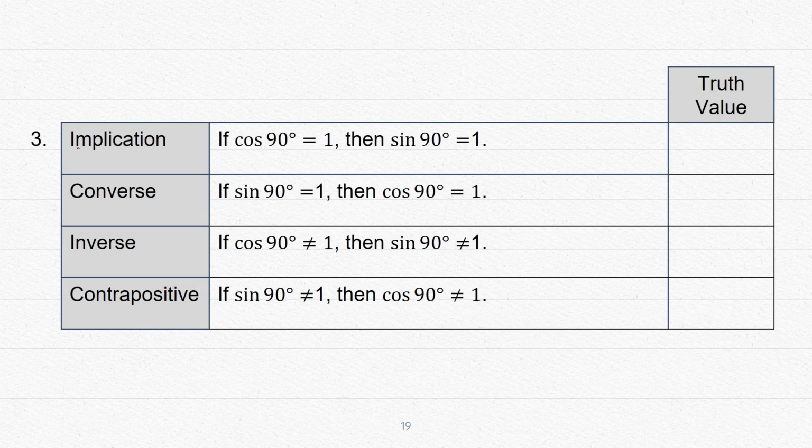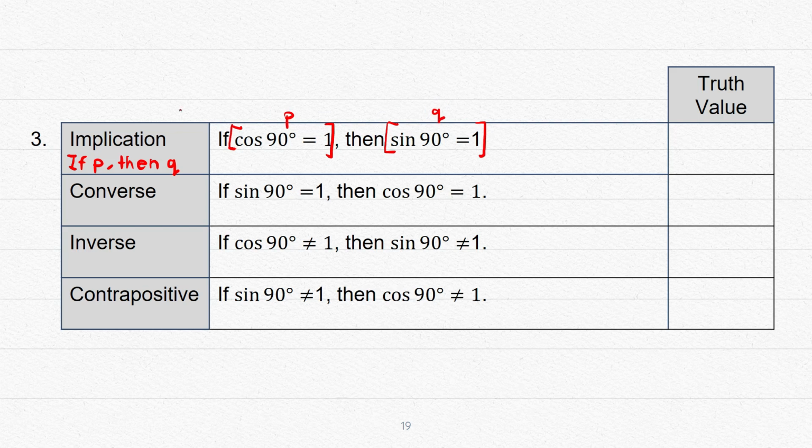Now for question number 3, let's do this together. First, you need to determine the form of the implication: if P, then Q, right? From this statement, which one is P and which one is Q? Cos 90 degree equal to 1 is P, then sin 90 degree equal to 1 is Q.